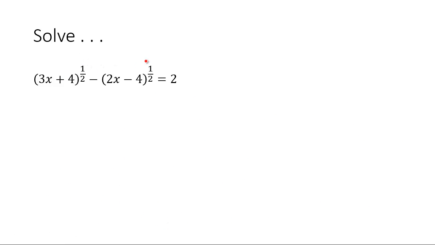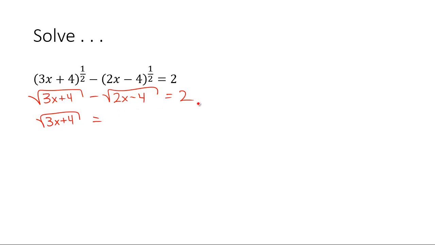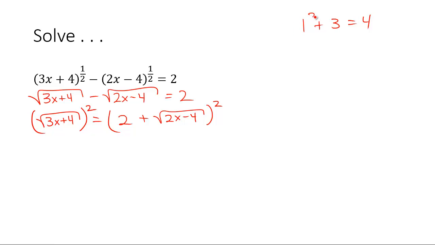Notice that you should know that if you have exponents that are fractions, those become roots. So this is the same as root 3x plus 4 minus root 2x minus 4 equals 2. Again, we want to get one root alone so that we can square it away. So we're going to add this to both sides, and then we can do our squaring step. Square complete sides, not each term. Remember, you can't square each term. If you had 1 plus 3 is 4, you can't say that 1 plus 9 is 16.